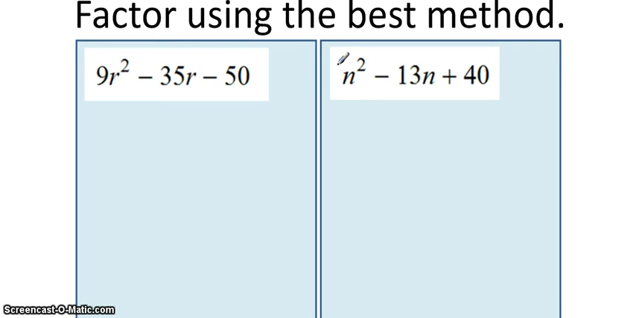Next time we'll be learning about special factor patterns. Homework is due tomorrow.